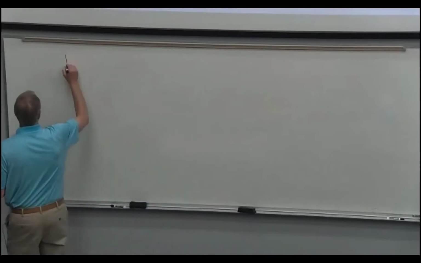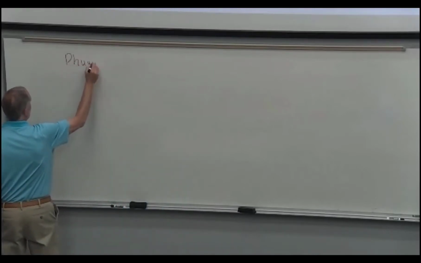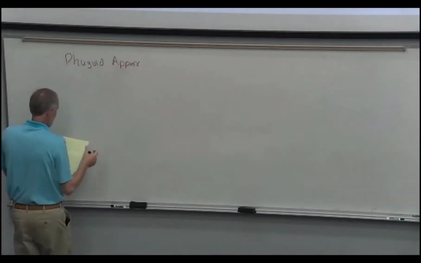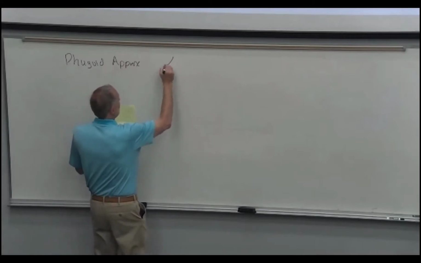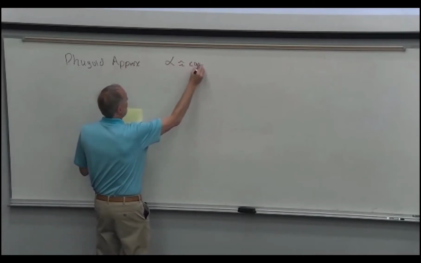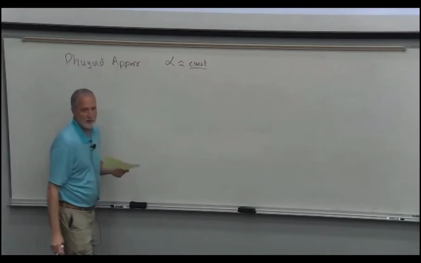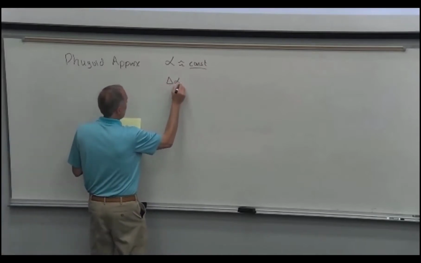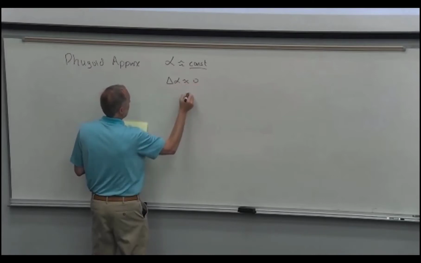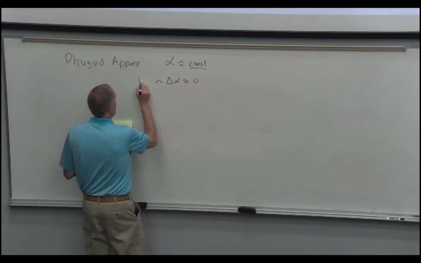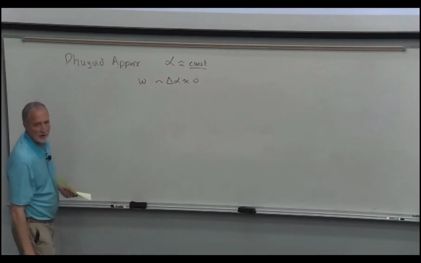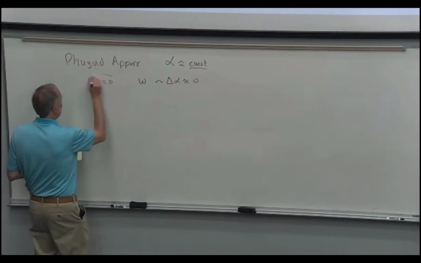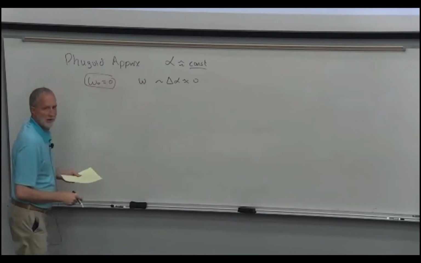So for the Phugoid mode, we notice that alpha doesn't really participate in that mode, that alpha is pretty much constant. So delta alpha is approximately 0, and that's proportional to w, the small perturbation w. Again, remember w is 0 in the stability axis, so w is the perturbation.